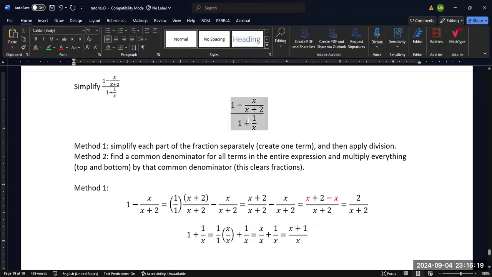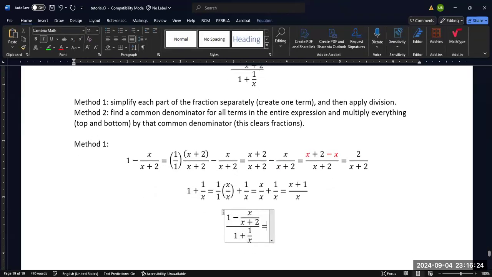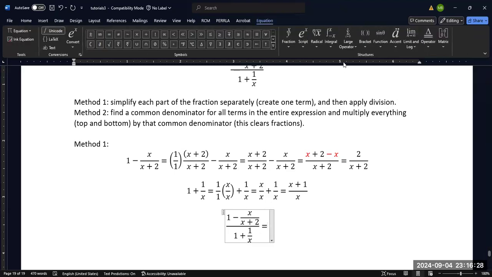So my originally complex fraction is still complex, but I've simplified it a little bit in that I now have a single fraction. Instead of 2 expressions, I have 1 fraction in the numerator, and I have 1 fraction in the denominator. And as I said, this middle bar here is just division.